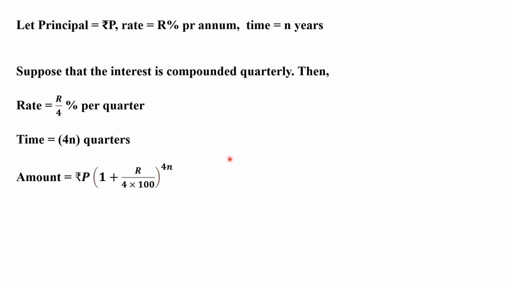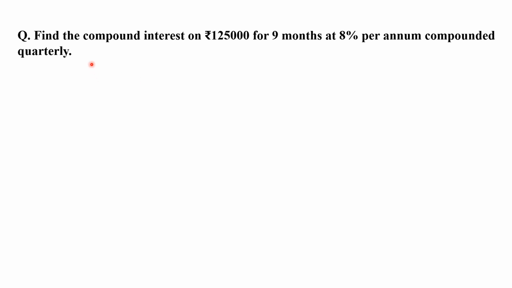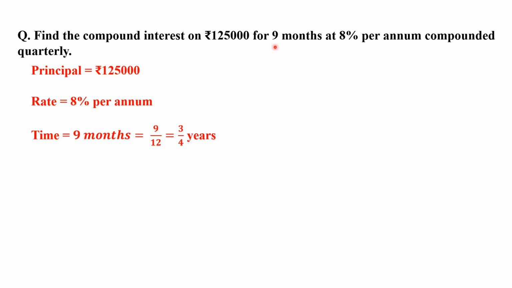Now we will see one question based on this. For this also the compound interest formula will remain the same, which is amount minus principal. The question is: find the compound interest on 1,25,000 for 9 months at 8% per annum compounded quarterly. So here principal is 1,25,000 rupees, rate is 8% per annum, time is 9 months. Time is given in months, so first you convert it into years. To convert, you divide by 12, and simplifying, you get 3 by 4 years.